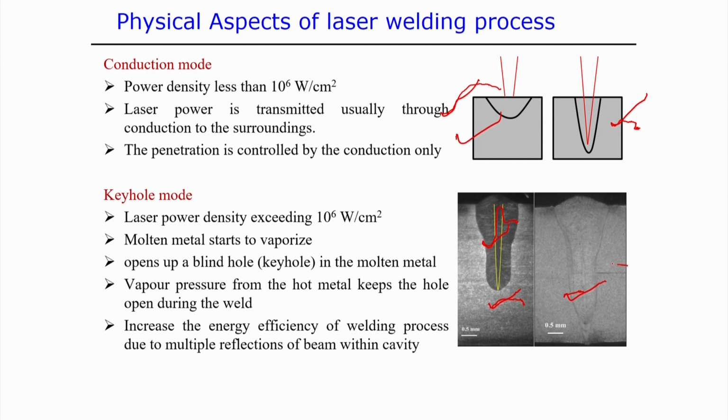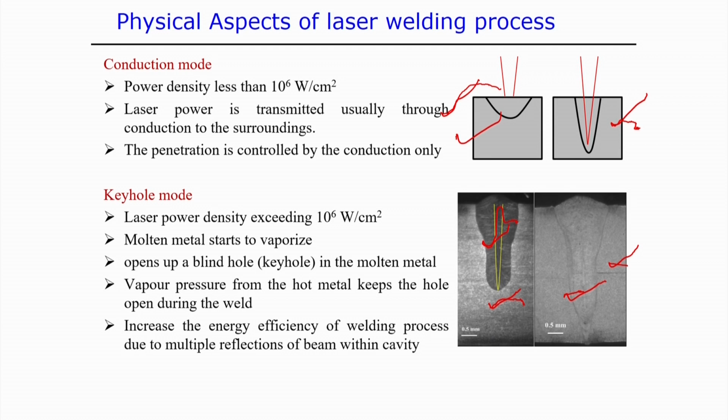The other figure you see is also stainless steel, and this is the weld shape. If we observe the typical shape of the weld pool, that indicates there must be some formation of the keyhole in this case. Also, we can identify that the power density in this case is much above 10 to the power 6 watt per centimeter square. Based on that also we can say this is the keyhole mode laser welding process.